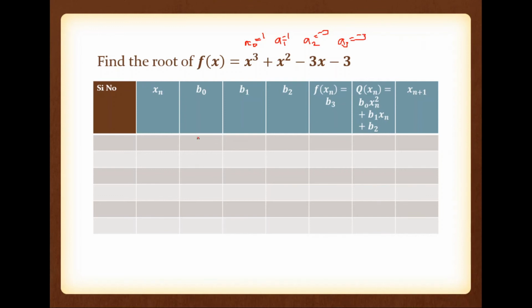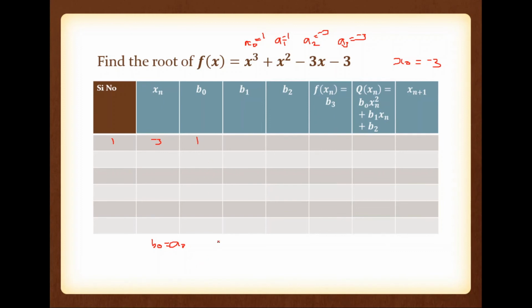Right? So we can take the initial value x0 as minus 3. Okay, so first iteration, here we have minus 3. Is it okay? So now what is b0? b0 is equal to a0, right? Here a0 equals 1, so b0 is also 1.